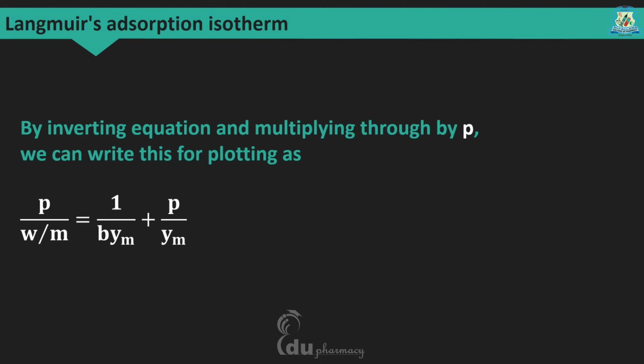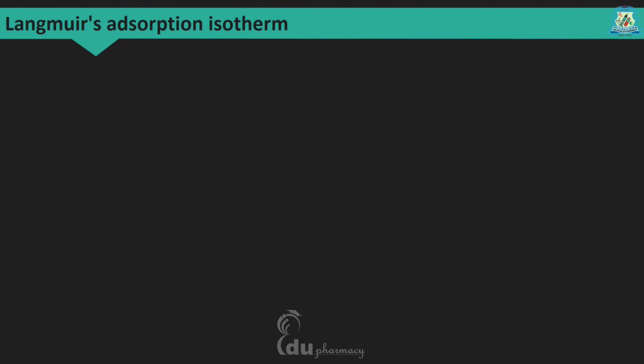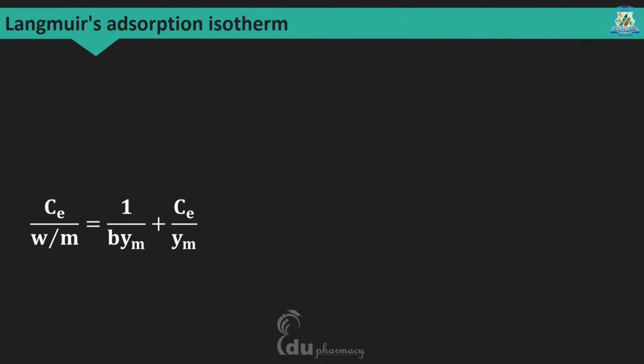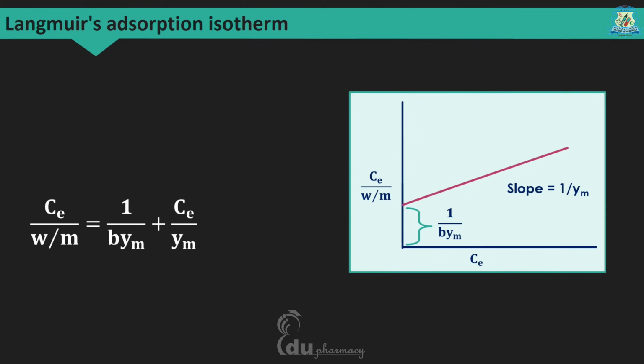Again, if adsorption takes place on the surface of solid, the equation becomes equilibrium concentration Ce upon W by M equal to 1 upon B Ym plus Ce upon Ym. A plot of Ce upon W by M against Ce should give a straight line, and Ym and Langmuir constant B can be obtained from the slope and intercept.